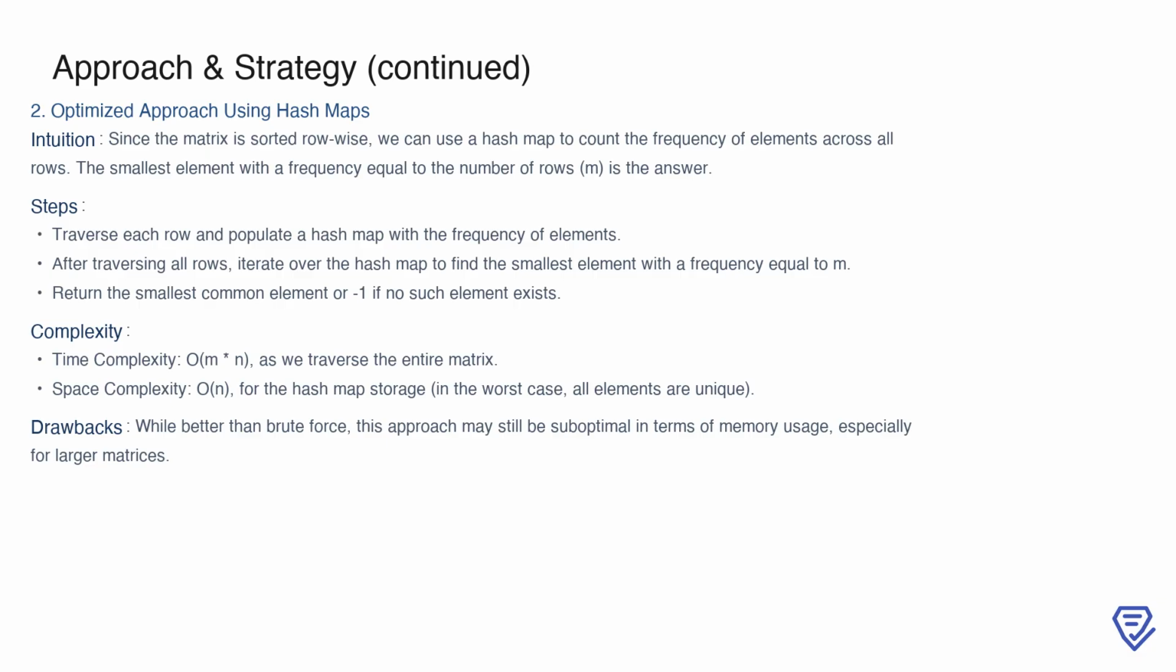Now, we move to an optimized approach using hash maps. The intuition here leverages the row-wise sorted property of the matrix to track the frequency of elements across all rows. By using a hash map, we can count how many times each element appears as we traverse through the rows. At the end, we simply find the smallest element in the hash map that has a frequency equal to the number of rows, m. This element is our answer.